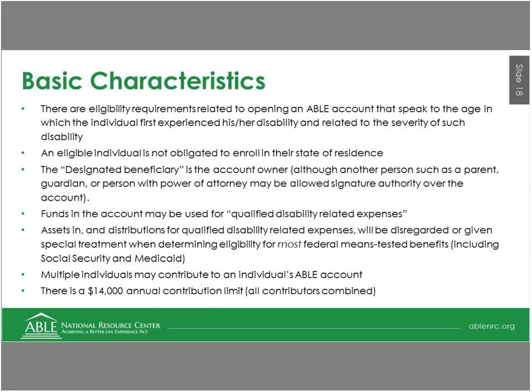One, if the beneficiary is a minor, then you have to be the parent. Two, if the individual is an adult, you have to be the guardian. Or three, the designated beneficiary or the person with a disability has to give you power of attorney. If you're not one of those three, then you cannot have signature authority and you cannot oversee the account on behalf of the designated beneficiary.